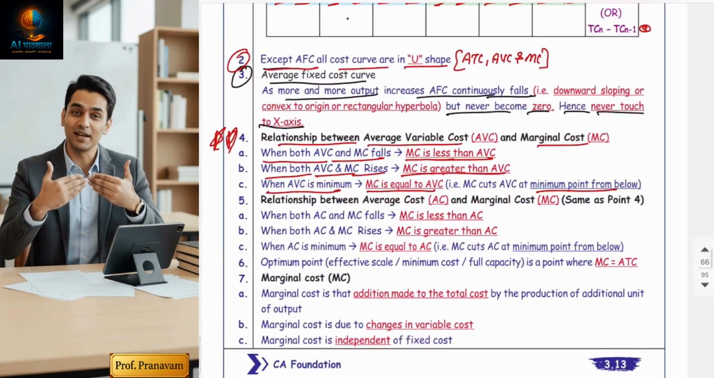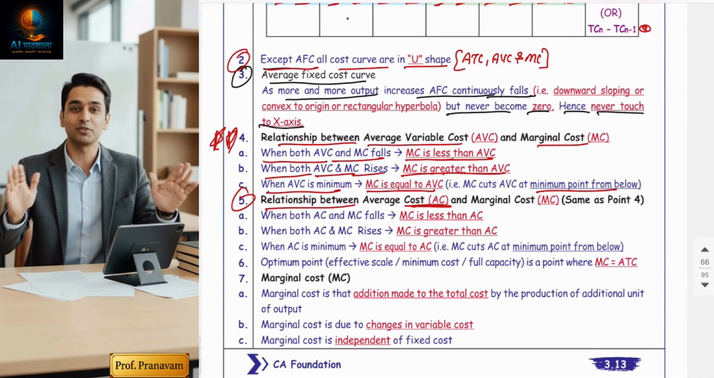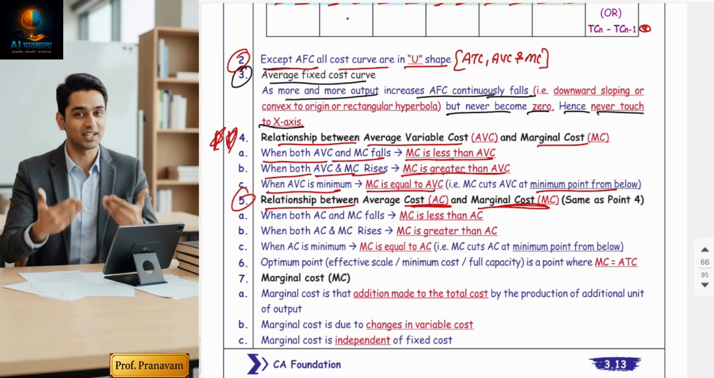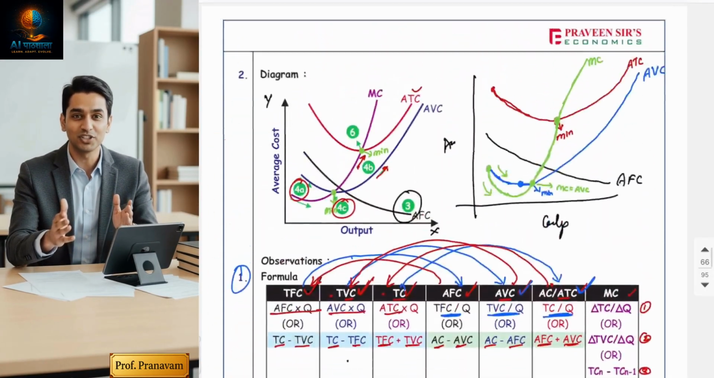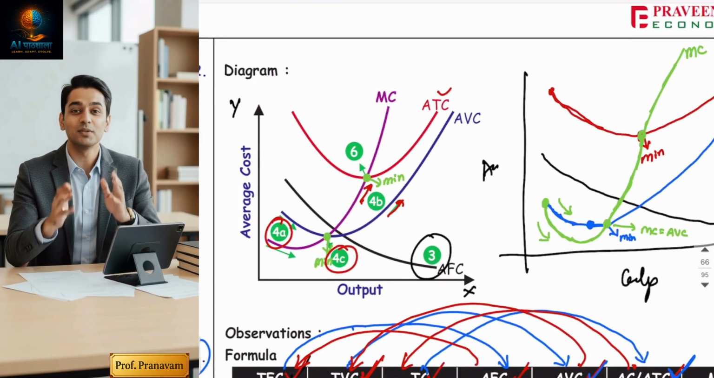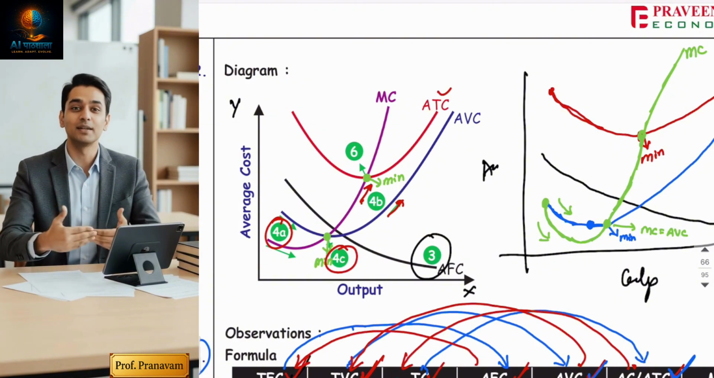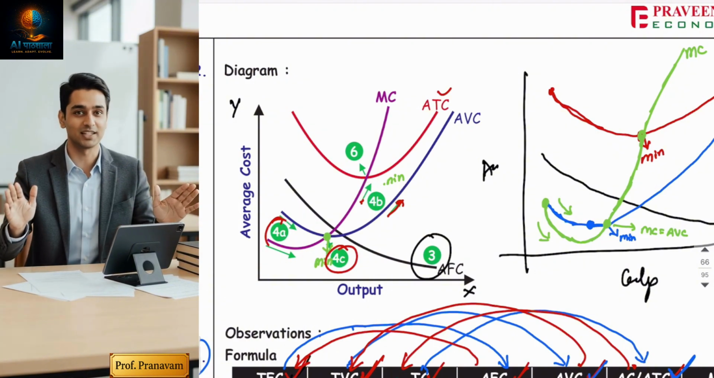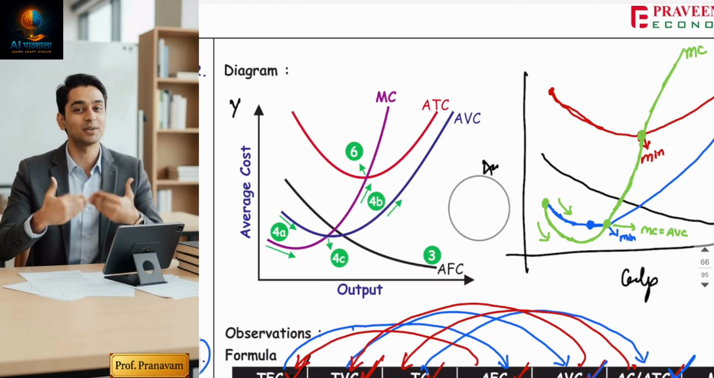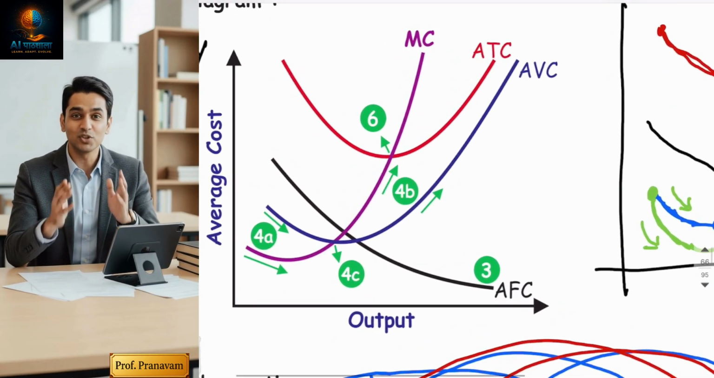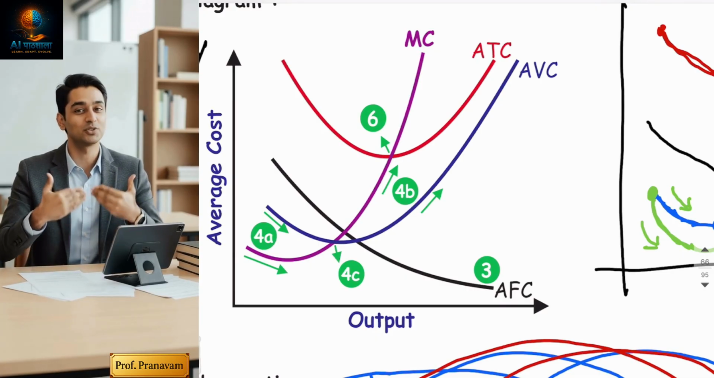Now, next, fifth point: relationship between average total cost and marginal cost. Similarly, like you compared MC and AVC, blue curve and purple curve, you also have to do the comparison between the red curve and the purple curve. And you know what? No need to remember, no need to study it separately.